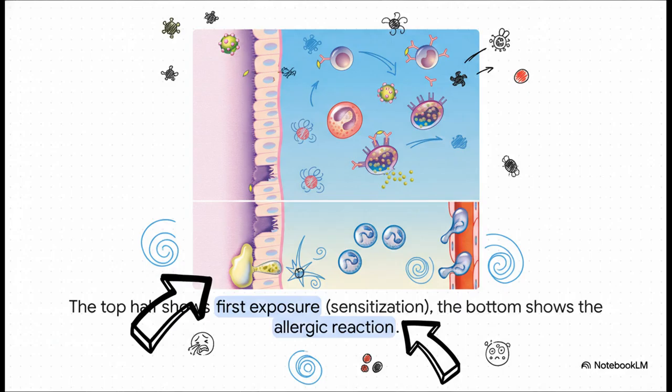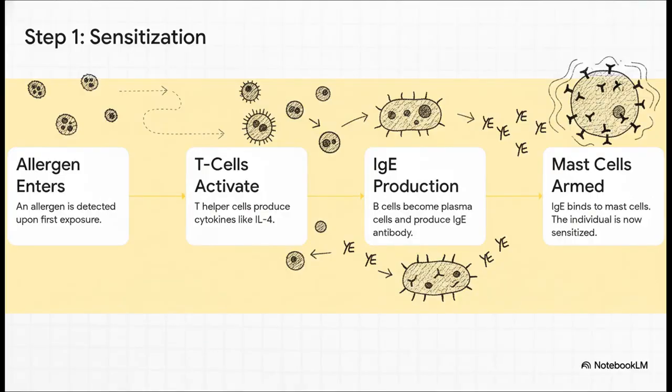Let's start with Act 1, the first exposure. So get this, the very first time you encounter something like pollen, you feel absolutely nothing. But inside, your body is quietly preparing for war. Your T helper cells, which are like the generals of the immune system, tell the B cells, your antibody factories, to start cranking out a special antibody called IgE. This IgE then goes and sticks all over your mast cells, which are basically little grenades packed with chemicals. The grenades are now armed. You're sensitized, and you don't even know it.